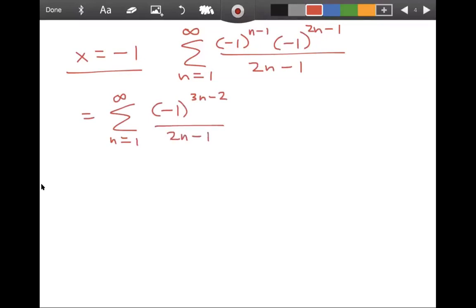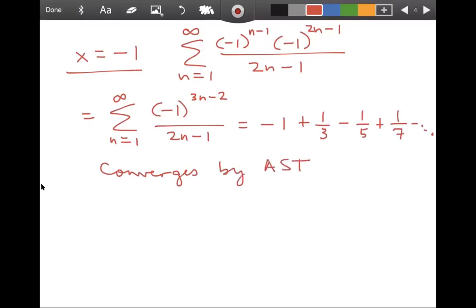What does that do? Well, when n is 1, that gives you negative 1 to the first, and that would be over 1, so negative 1. And then when n is 2, you would have negative 1 to the fourth over 3, so that would be plus 1/3. This is also going to be an alternating series. It happens to be the exact opposite of the one we were just looking at. This series also converges by the alternating series test.